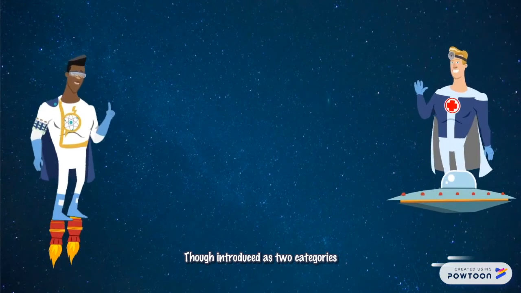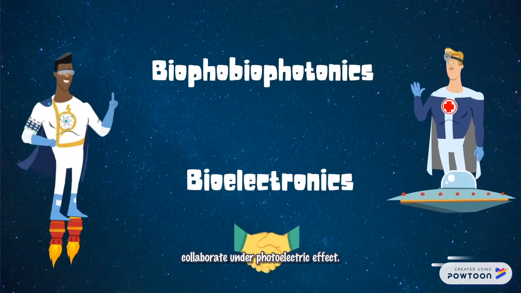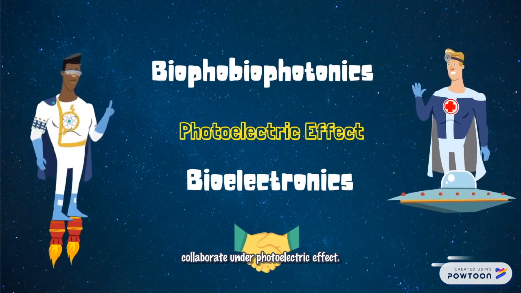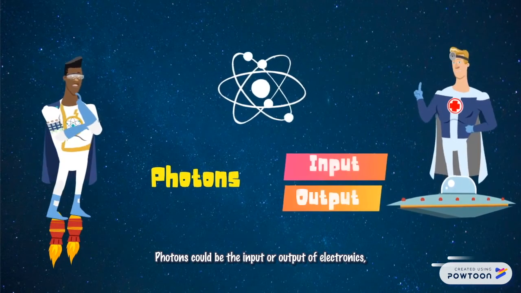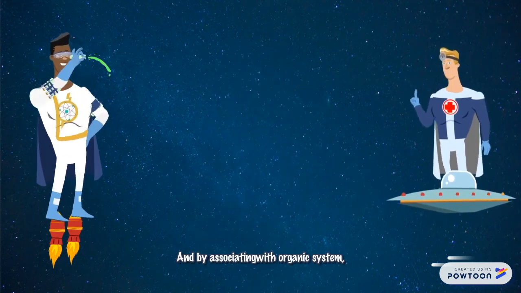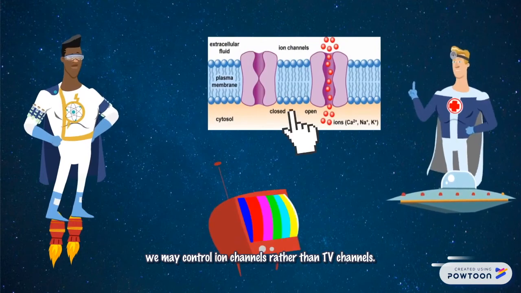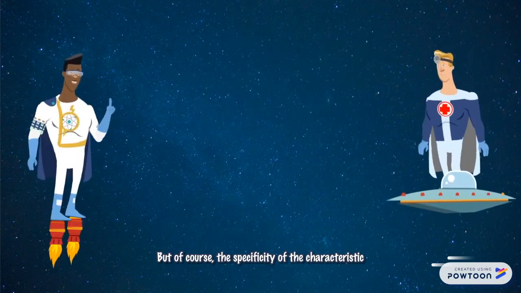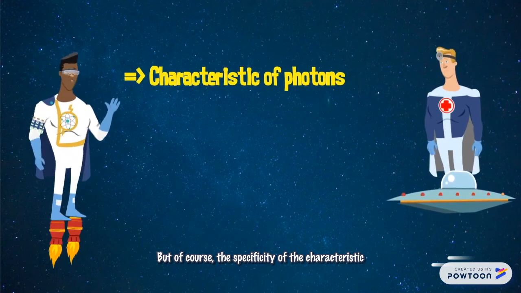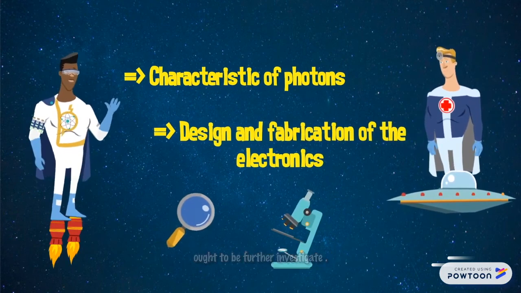Though introduced as two categories, biophotonics and bioelectronics could collaborate under photoelectric effects. Photons could be the inputs or outputs of electronics, like television. And by associating with organic systems, we may control ion channels rather than TV channels. But of course, the specificity of the characteristic photons, and the design and fabrication of the electronics ought to be further investigated.